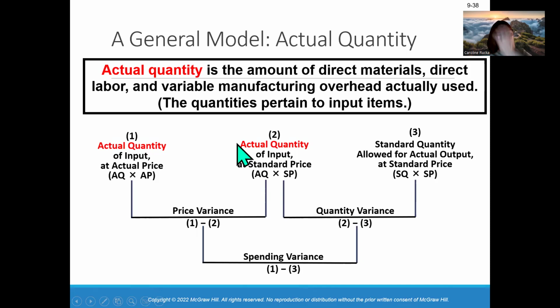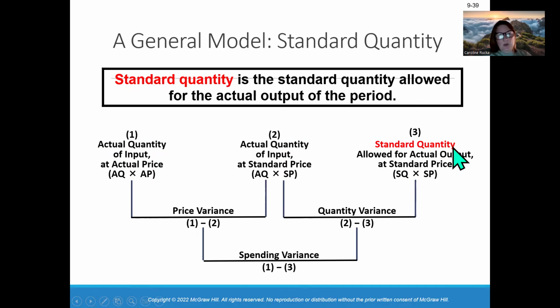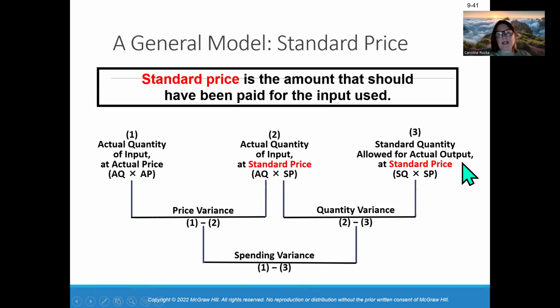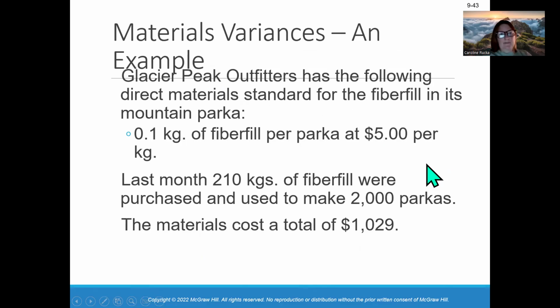So just to define these terms, in case the names are misleading in some way, actual quantity here is the amount of direct materials, direct labor, and variable manufacturing overhead that's actually used. Whereas the standard quantity is the standard quantity allowed for the actual output of the period. This is our benchmark. Actual price is the amount that we actually paid for the input that we used, whereas standard price is our benchmark price. It's the amount we should have paid. So let's look at an example to clarify.